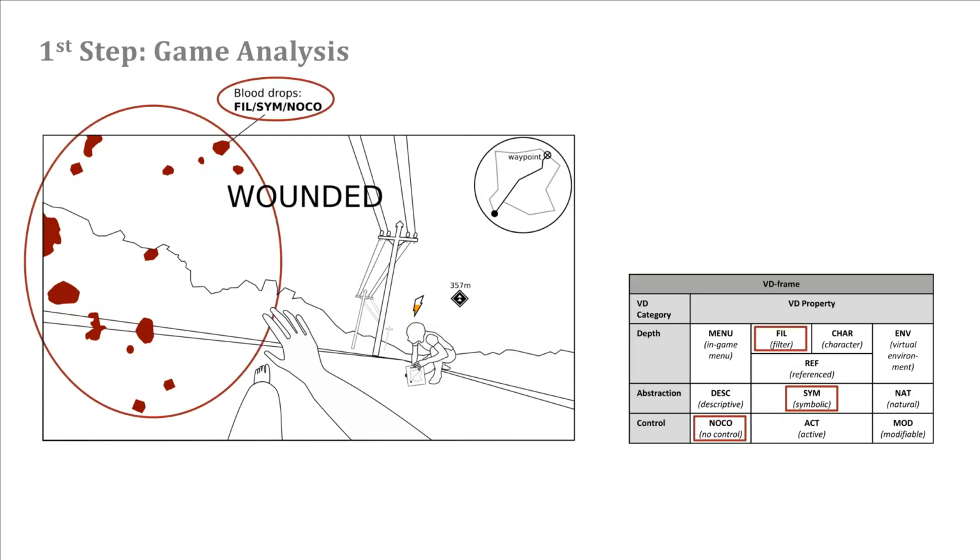Here's another example. The blood drops are rendered on the virtual filter. Their depiction in this example is rather symbolic, and we assume that the player's actions have no influence on their depiction. This means that the blood drops disappear after a predefined time and not by picking up a medikit.